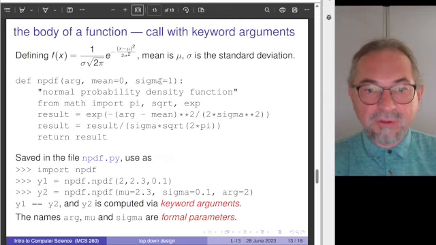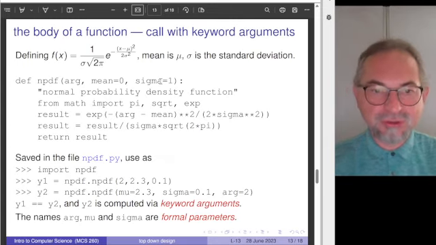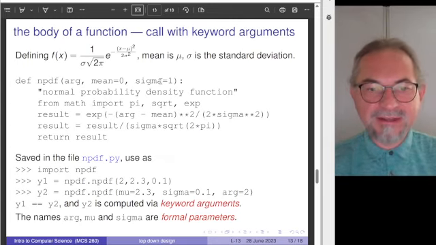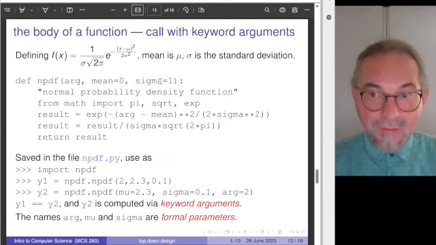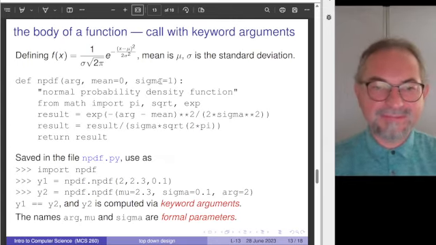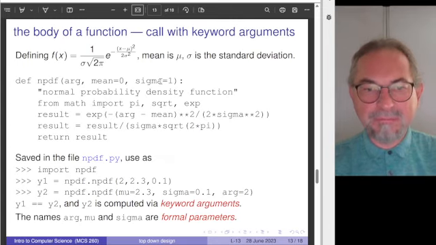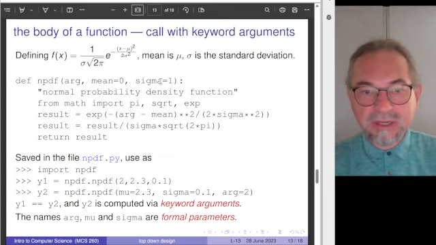There are the default arguments, so you can call the function. I'm importing the module npdf, and then I have to call the function npdf of the module npdf as npdf.npdf. It seems a little bit bad, so you can actually import: from npdf import npdf as f, for example. This could be better. You can call it with the default arguments, but you can also call it with keyword arguments.